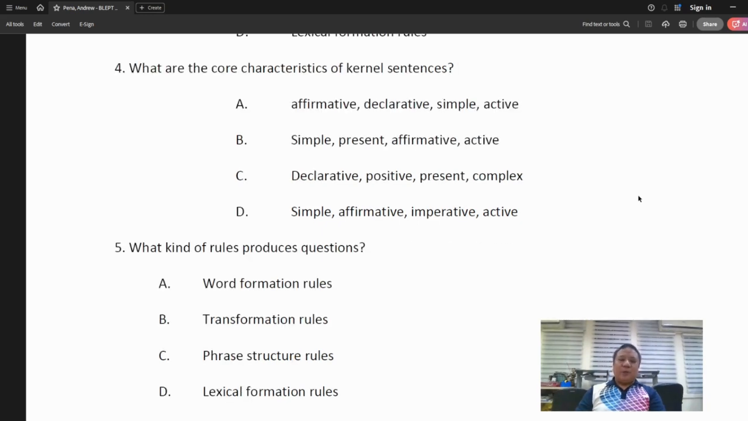Number 4. What are the core characteristics of kernel sentences? A. Affirmative, declarative, simple, active. B. Simple, present, affirmative, active. C. Declarative, positive, present, complex. D. Simple, affirmative, imperative, active. The answer is A. Affirmative, declarative, simple, and active. These are what characterizes kernel sentences.